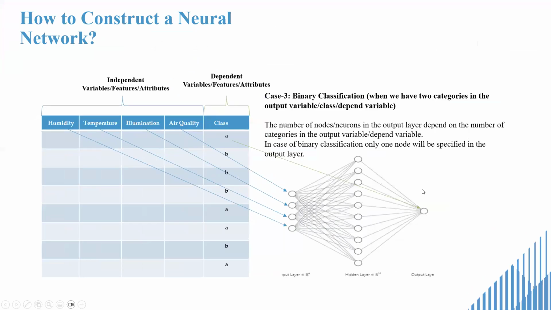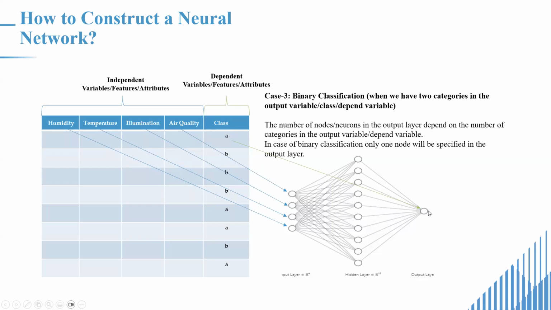Then at the end, case one is binary classification, when you have two target categories in the output. So it could be positive or negative, binary, only two. So it could be 0 or 1. The number of nodes in the output layer depends on the number of categories of the output variable. So in the binary case, only one node will be specified, because it could be positive or negative.